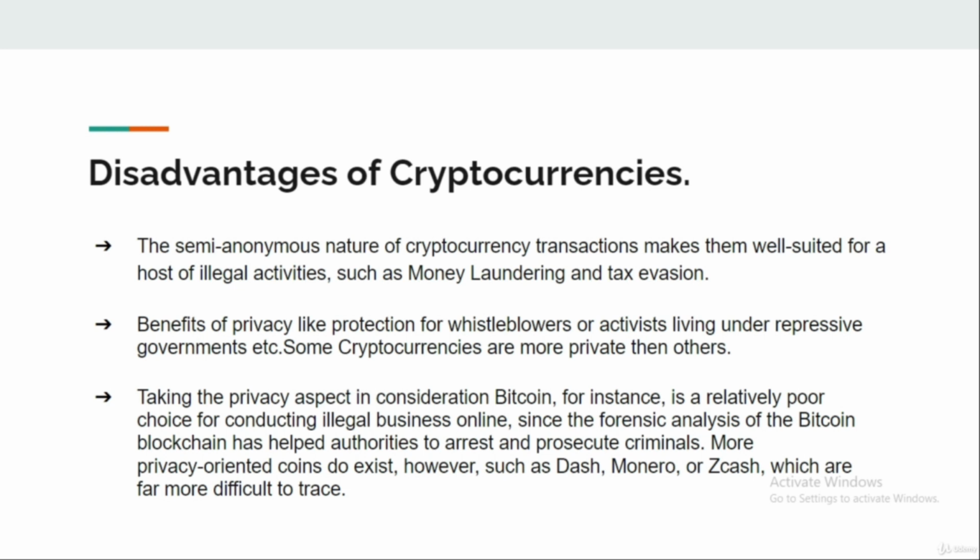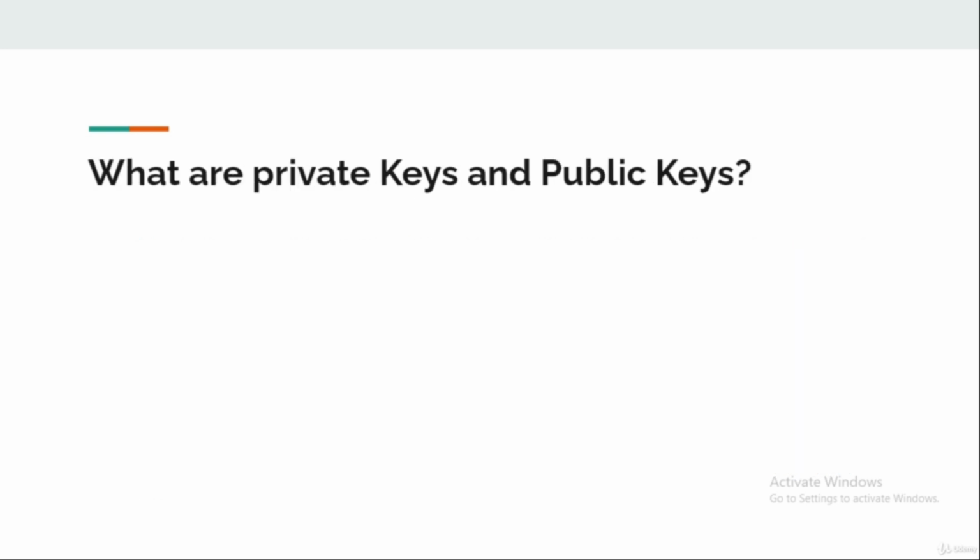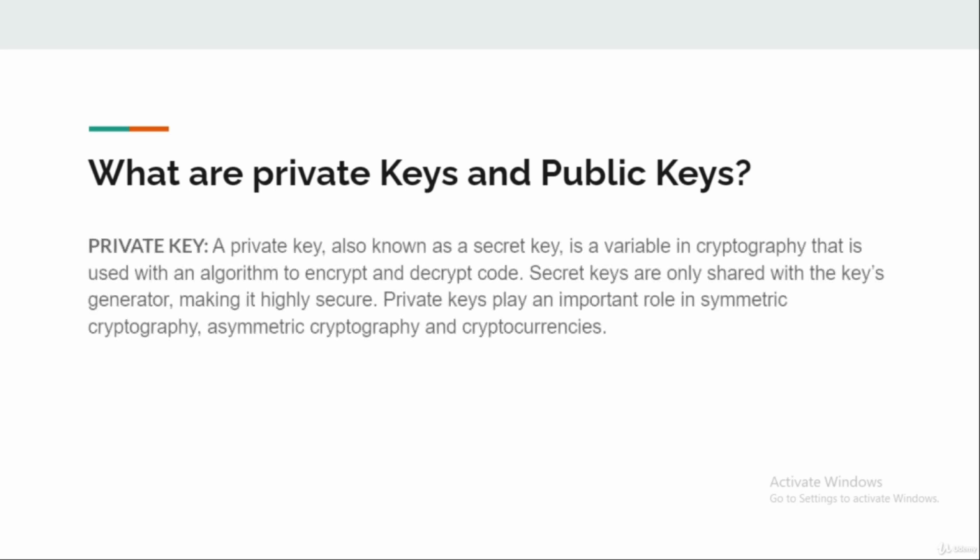Let's now get some details about the private keys and public keys in the case of cryptocurrencies. So what are private keys and what are public keys? Let's understand what a private key is. A private key, also known as a secret key, is a variable in cryptocurrencies that is used with an algorithm to encrypt and decrypt code. See, cryptocurrencies are nothing but blocks of code which are protected by several encryption codes, right?